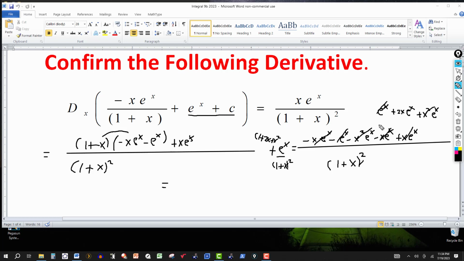So it leaves me with 1x e to the x over 1 plus x quantity squared, which is the original integrand, which is this right here, of course. That's what we're supposed to come out with.